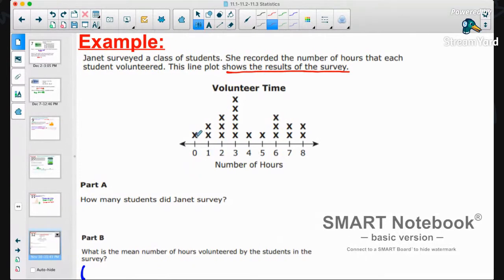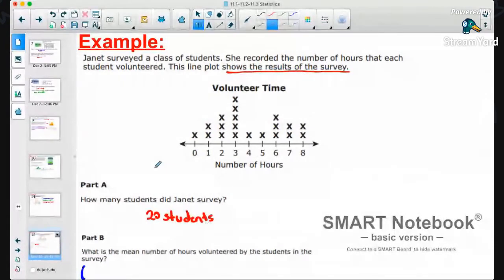As you see here, look at part A. How many students did Janet survey? To be able to understand the number of students, we need to add all these X's. So let's add them up. 1, 2, 3, 4, 5, 6, 7, 8, 9, 10, 11, 12, 13, 14, 15, 16, 17, 18, 19, and 20. So we can say that, ladies and gentlemen, there are 20 students Janet surveyed.